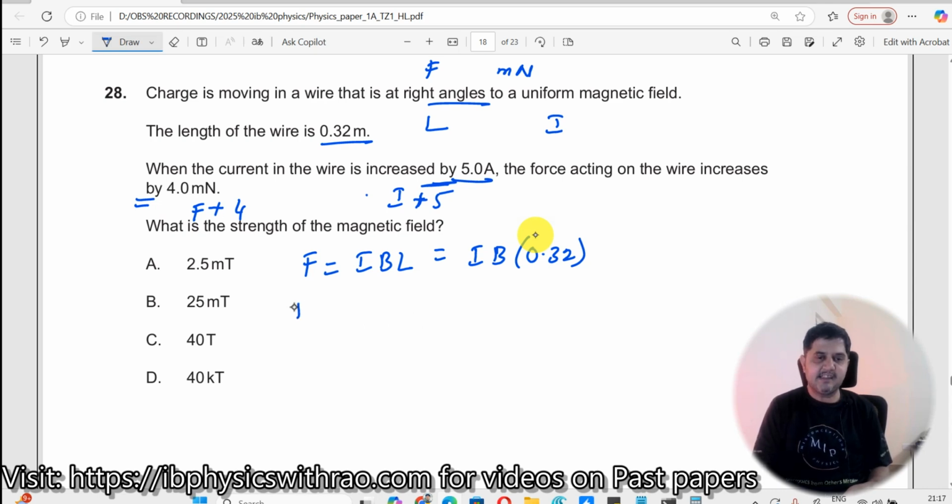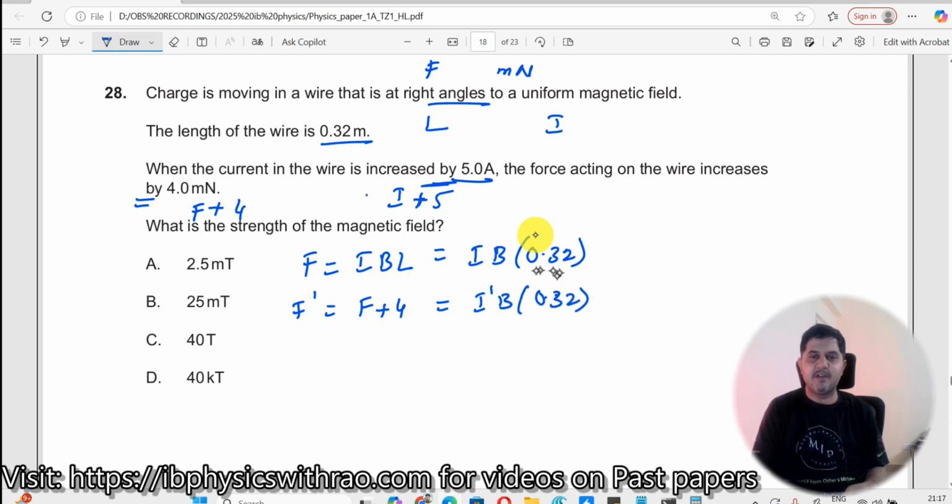Now, when the current was increased, the force on it will also increase, which I'll write as F dash. It said that it is equal to F plus 4. F plus 4 is now equal to the new current I dash times B into 0.32. I'm not going to increase the length of the conductor. What is I dash? I plus 5. I plus 5 multiplied by 0.32 B. Now this is F plus 4.